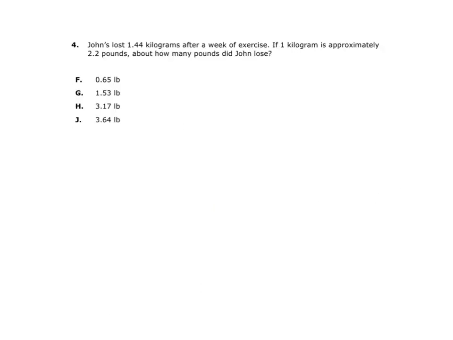Number 4 says, John lost 1.44 kilograms after a week of exercise. If 1 kilogram is approximately 2.2 pounds, about how many pounds did John lose? So here we need to set up a proportion because we have kilograms and a kilogram. We have a pound, and we're looking for the other pound. The 1.44 goes with kilograms, 1 goes with kilograms, the 2.2 goes with pounds. Since it says how many pounds, we are looking for that. That is our X. So we're going to create a proportion.